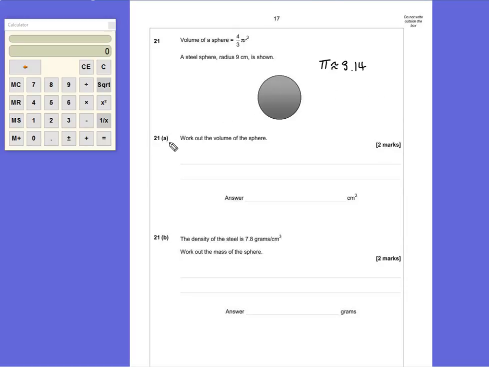For question 21a, working out the volume of the sphere, we can just substitute our numbers into this formula. So we have 4/3 multiplied by pi, which in this case I'm going to use 3.14, multiplied by the radius, which is 9, to the power of 3, which is 9 multiplied by 9 multiplied by 9. Typing this in on a scientific calculator is much easier than using a simple one, but both methods should give you the same answer.